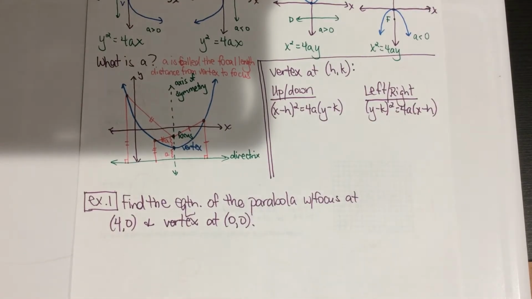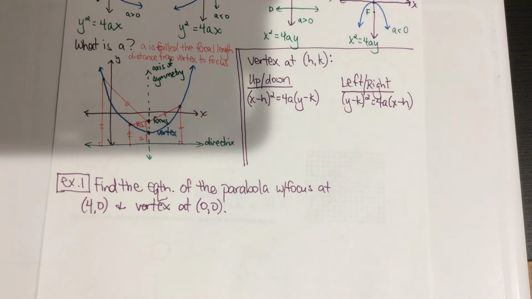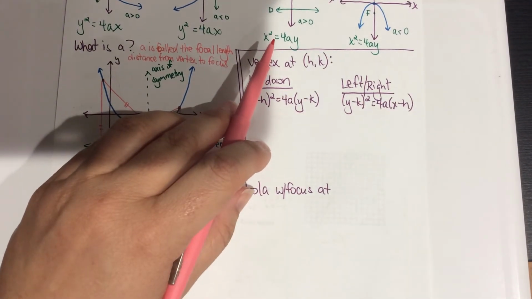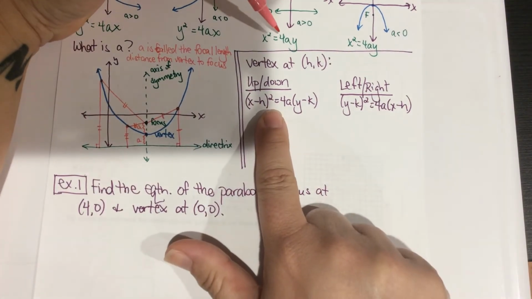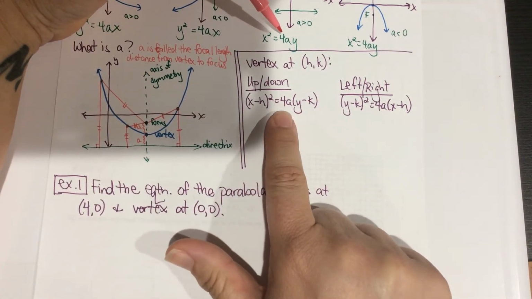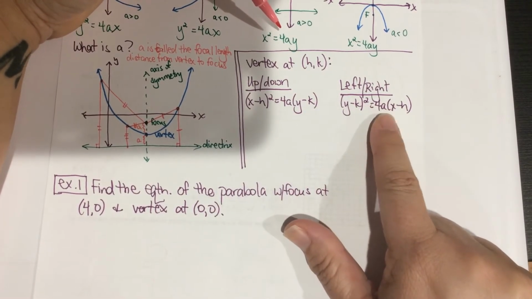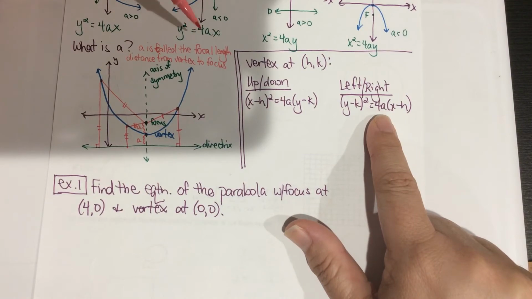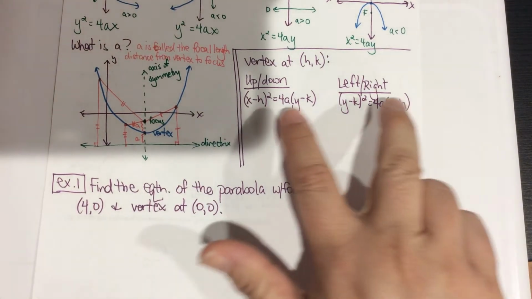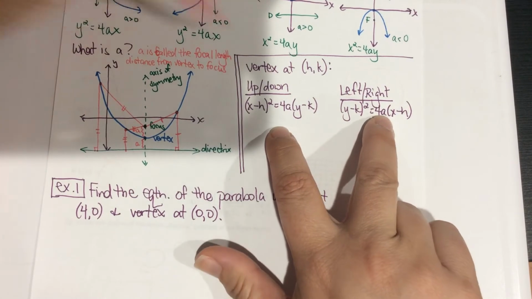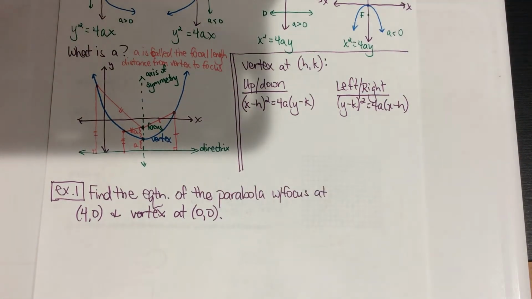And then when we have the vertex at something that's not 0, 0, we need to write it in vertex form. These are also vertex form, it's just that the vertex is 0, 0. If you plug in a 0, 0 for h, k here, you'll get this equation. And if you plug a 0, 0 for h, k here, you'll get this equation up here. So this is really all you need to memorize here. You don't need to memorize all 4 of those. Those will happen organically if you plug in a 0, 0.